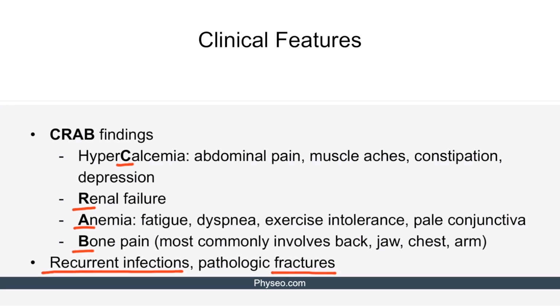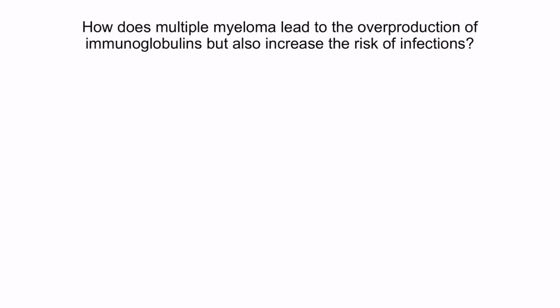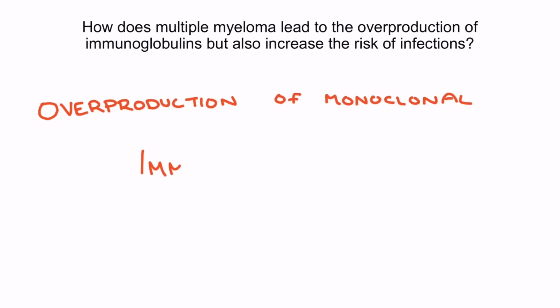All right, let's try a quick question. How does multiple myeloma lead to the overproduction of immunoglobulins, but also increases the risk of infections? All right, as we just discussed, multiple myeloma leads to the overproduction of monoclonal immunoglobulins. As you know, immunoglobulins or antibodies typically protect the host from infections as they're part of the adaptive immune system. However, in the case of multiple myeloma, these overproduced immunoglobulins lack antigenic diversity and are therefore not very useful to the immune system in protecting against various infections.